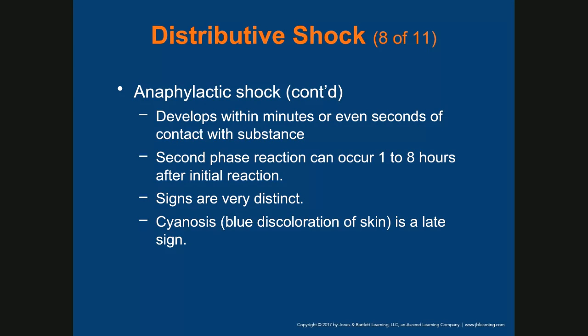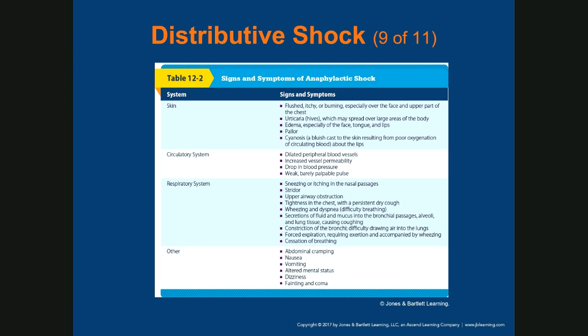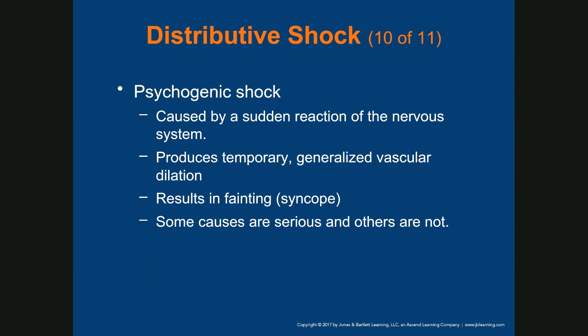Signs are very distinct. Cyanosis, and if you see cyanosis in a patient with anaphylactic shock, they are not doing well, right? A patient in anaphylactic shock with cyanosis is in bad shape. Make sure you pay very close attention to this table that outlines the signs and symptoms of anaphylactic shock for the skin, the circulatory system, and the respiratory system and other areas. Very important table, table 12-2. All right, so that's anaphylactic shock.